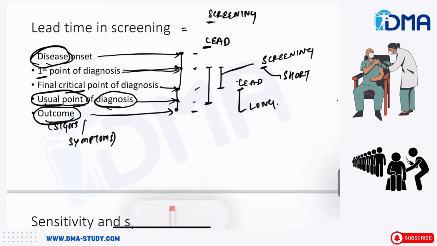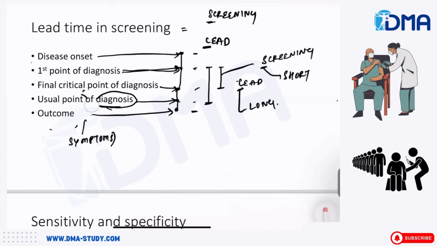See, five things you have to remember in case of any disease onset. Number one: disease onset, first possible point of diagnosis, final crucial point of diagnosis, usual point of diagnosis and outcome. In this case, we have two times. One is screening time, one is lead time. Screening time is the time between the first point of diagnosis to the usual point of diagnosis.